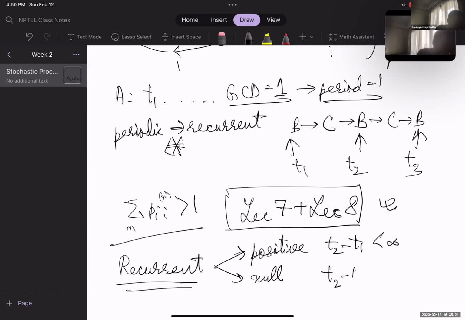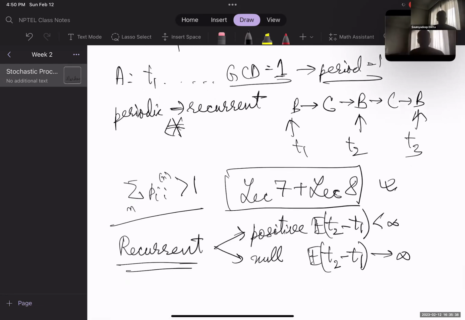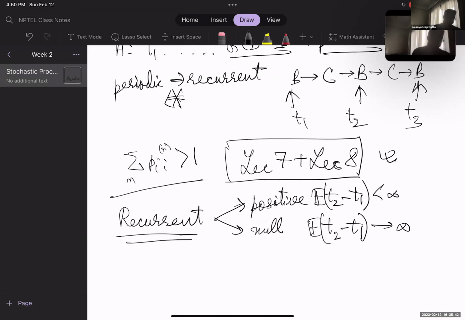In null recurrent, you don't have that guarantee. So T2 minus T1 might actually go to infinity, but, sorry, I should actually put an expectation sign here. This is kind of hard to understand: you have a guarantee that you will come back to this state, but you don't know when. You don't even know if you will come back within a reasonable finite interval of time. You have some states where you have a guarantee of recurrence, but you don't have a guarantee that it will be finite.